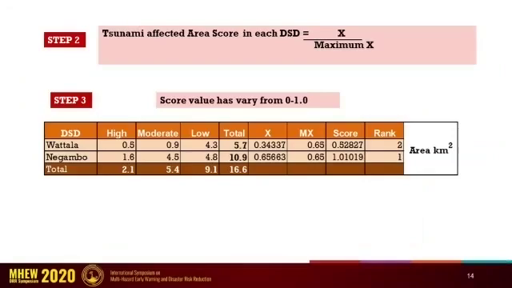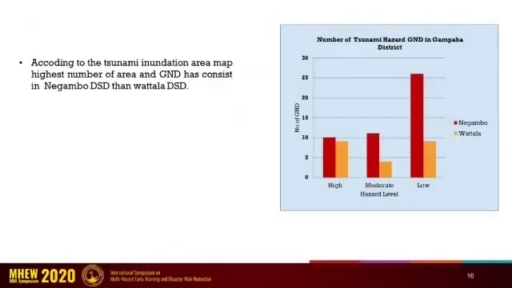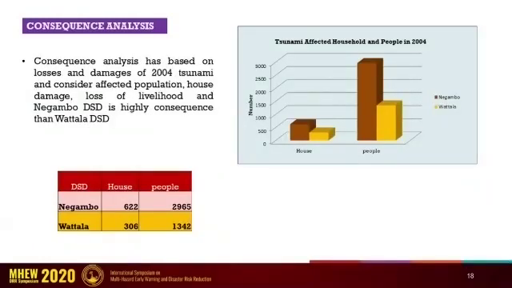The following table represents how to identify these X values, maximum X values, score values, and finally, the highest score gives the highest rank of the hazard, vulnerability, or risk. According to these score values, we identified the hazard area extent for Negombo, high vulnerability score values for the Negombo DSD divisions, and high consequence values according to the 2004 tsunami damage data. The highest value goes to the Negombo DS division.